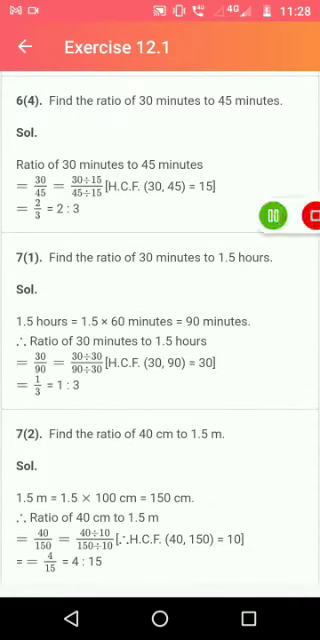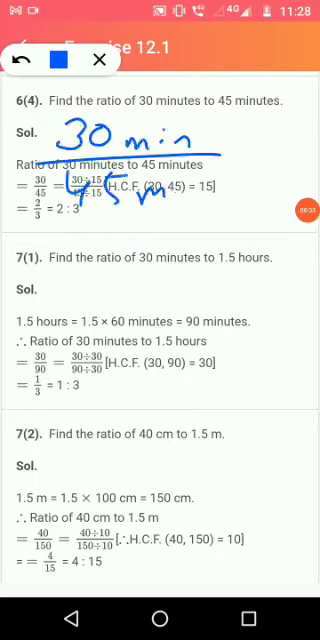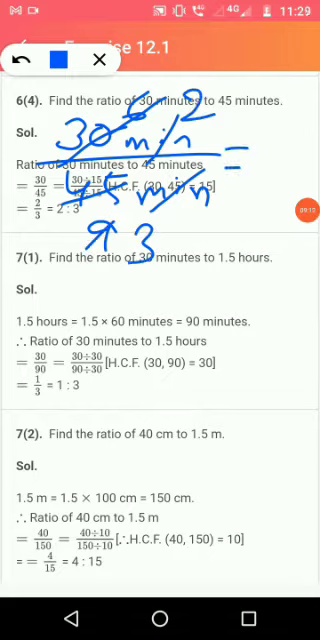Next, find the ratio of 30 minutes to 45 minutes. So it is nothing but 30 minutes to 45 minutes. So you see, minutes and minutes get cancelled. Then 30, 6 5s are 30, 9 5s are 45, 3 2s are 6, 3 3s are 9. So what is the answer? 2:3. Okay, minutes and minutes will get cancelled.